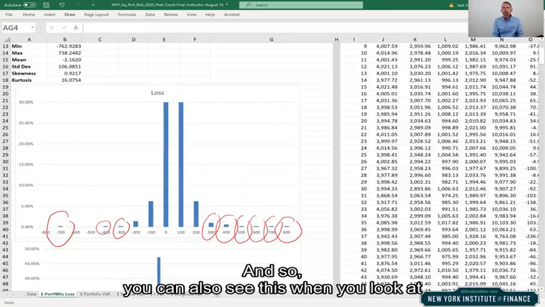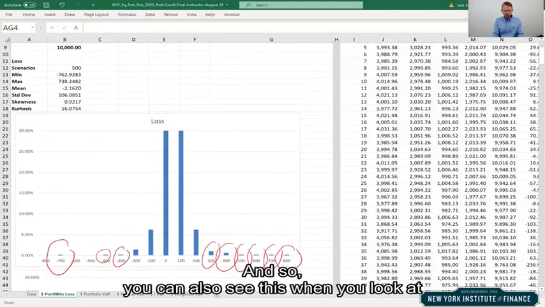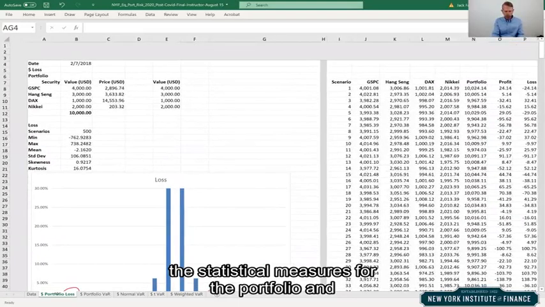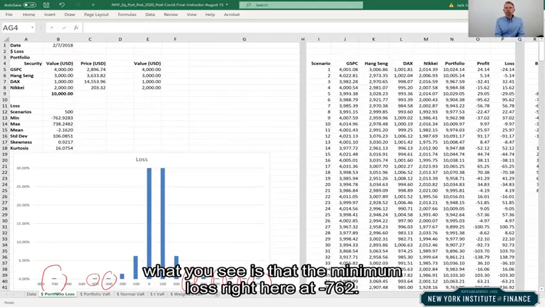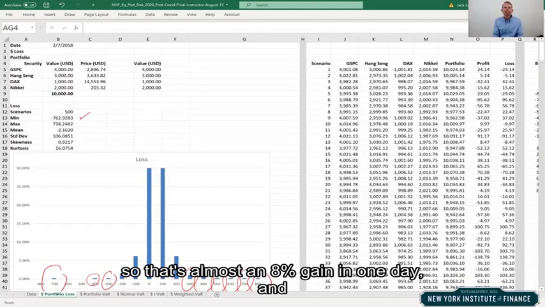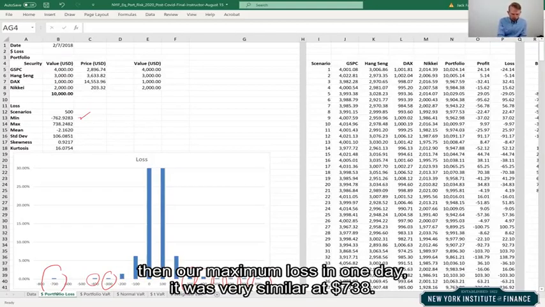And so you can also see this when you look at the statistical measures for the portfolio. What you see is that the minimum loss, right here at minus 762, was the largest gain in one day, $763. So that's almost an 8% gain in one day. And then our maximum loss in one day was very similar at $738.